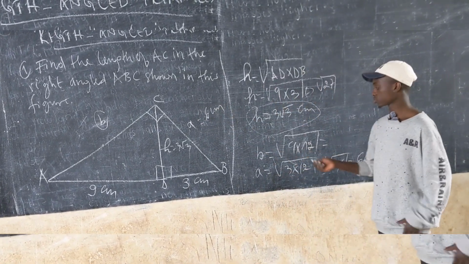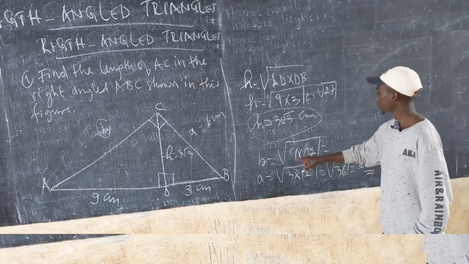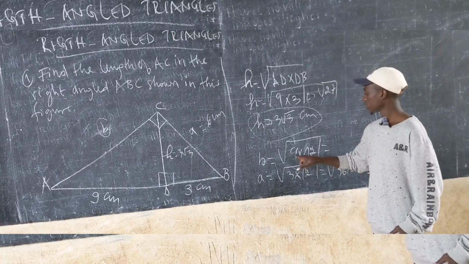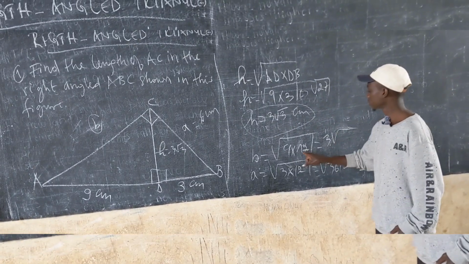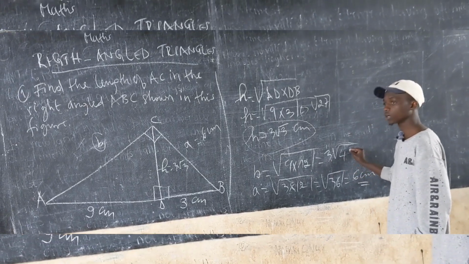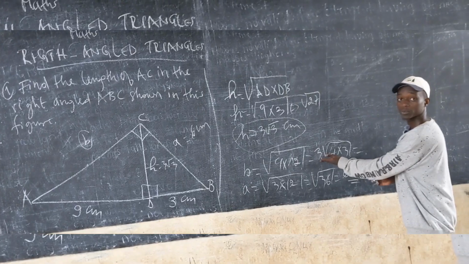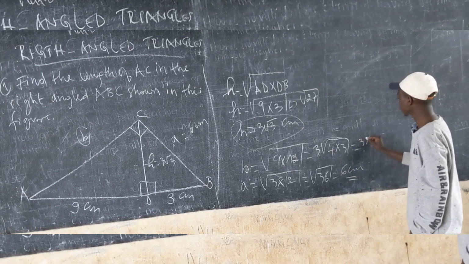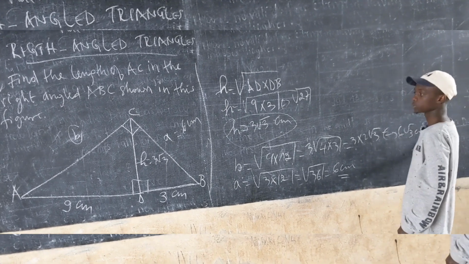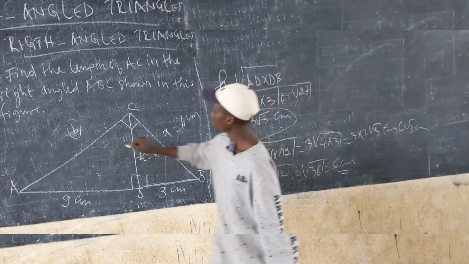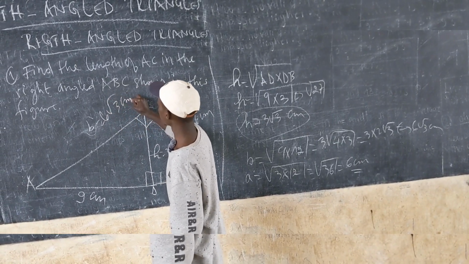So b will be equal to the square root of 9 times 12. The square root of 9 is 3, times the root of 12. 12 is 4 times 3, and the square root of 4 is 2. So we have 3 times 2 root 3, which is equal to 6 root 3 centimeters. So b will be equal to 6 root 3 centimeters.